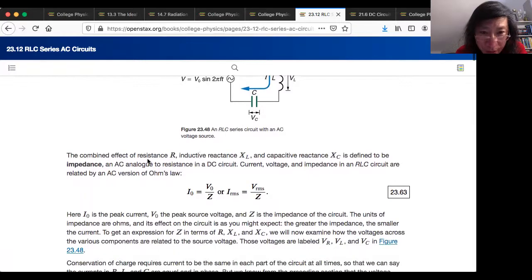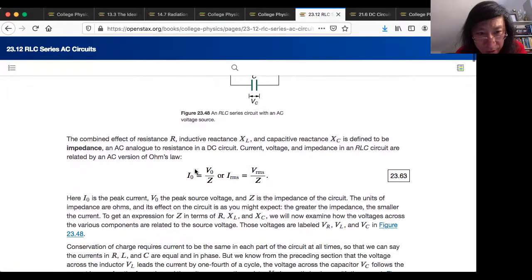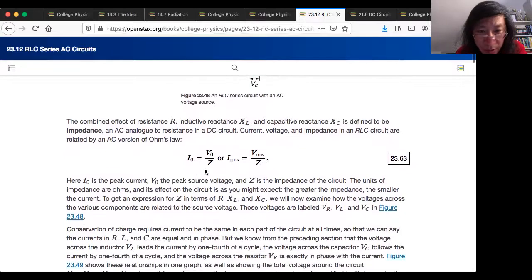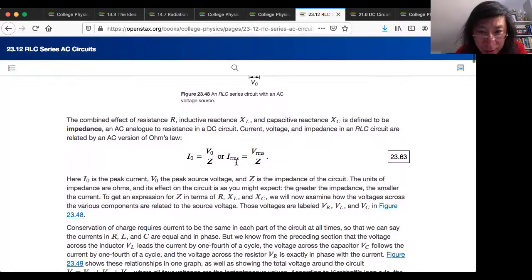So the combined effect of resistance and the reactances is called the impedance. So it's like resistance if you just have a DC circuit, but impedance is what happens in an AC circuit. And so there's a kind of an Ohm's law to that, right? I_RMS, once again, there's that root mean square thing we were talking about earlier, equals the voltage RMS divided by Z. That's a kind of an Ohm's law.